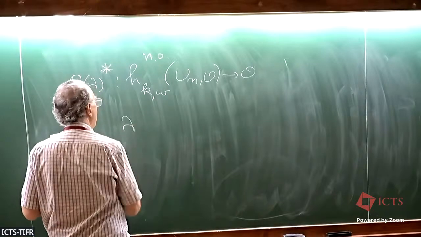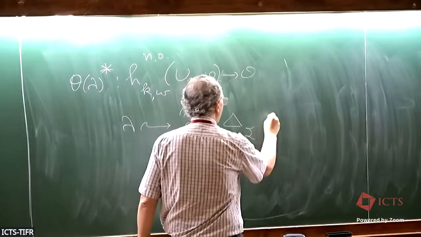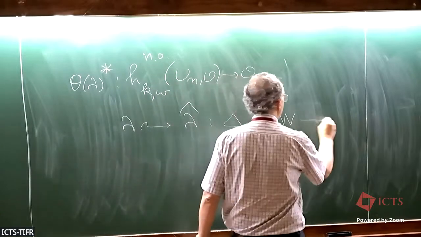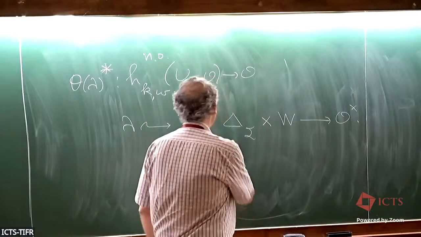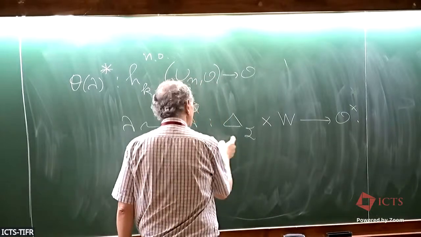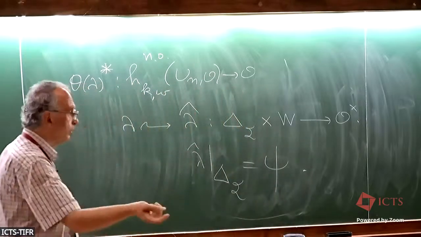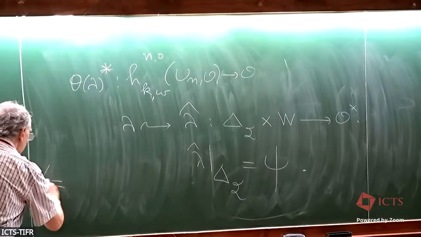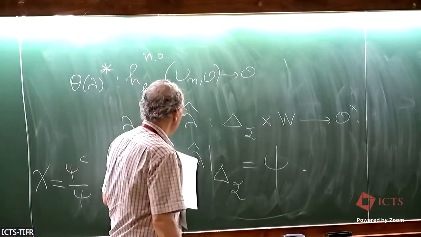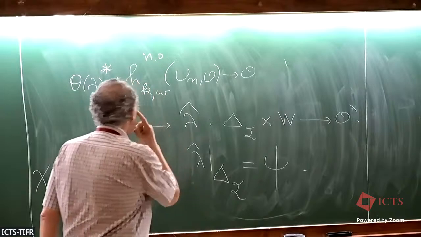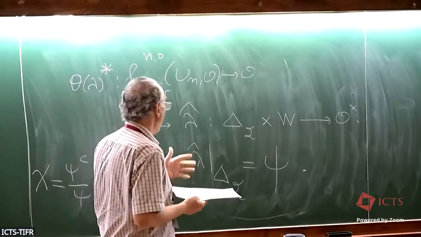of course these lambdas have a p-adic avatar lambda hat, which is a character of the Galois group, so a character of Delta_C times W. And we fix the restriction to Delta_C to be psi. Okay, the character psi, which was given by the formula chi equal psi c over psi. Okay, we fix this to be psi. And so when you vary lambda, you define a family.